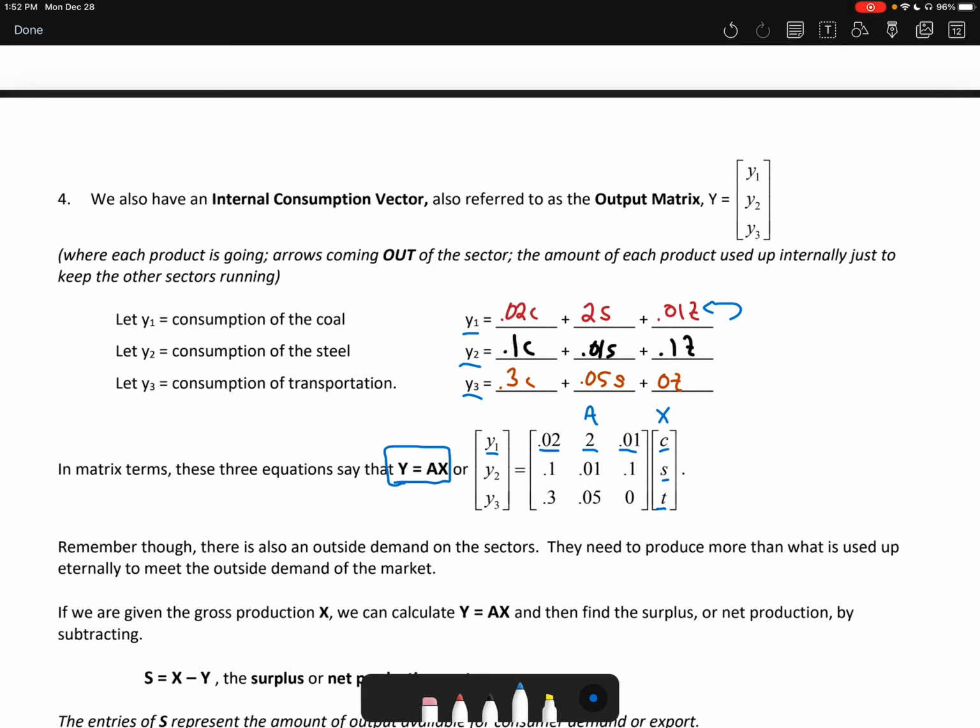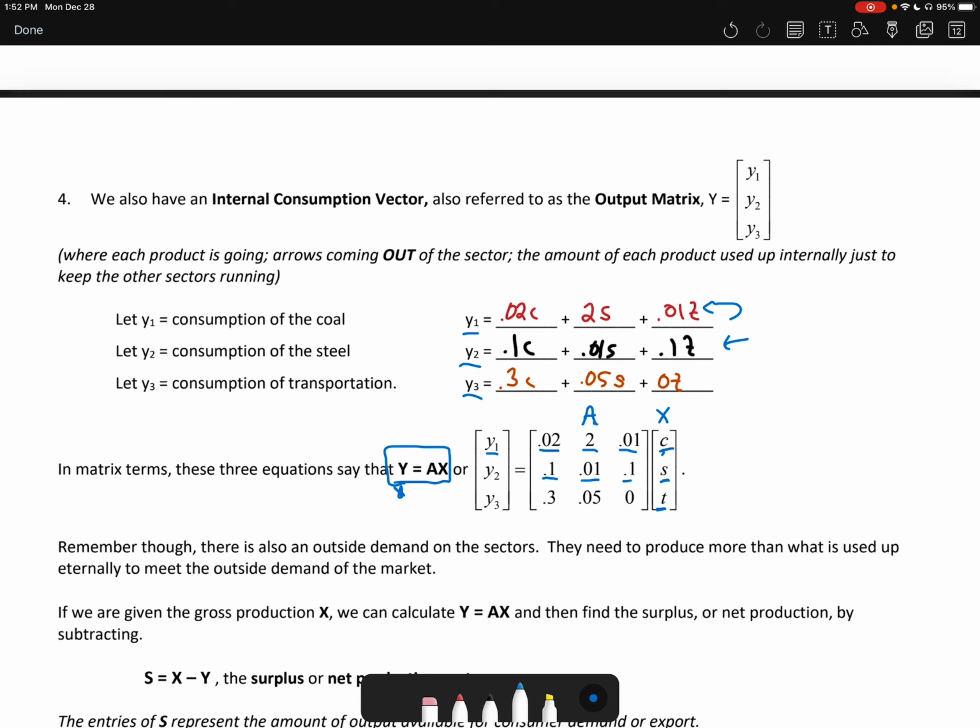And how is Y2 created? Well, Y2 is created by doing 0.1 C plus 0.01 S plus 0.1 T, right there. And then Y3 is created the same way. So we end up with this matrix equation that we can use, where you don't even necessarily have to draw it all out. We can just know that if we are given the A matrix and we know our X variables, then we can just multiply those together and say what Y is.